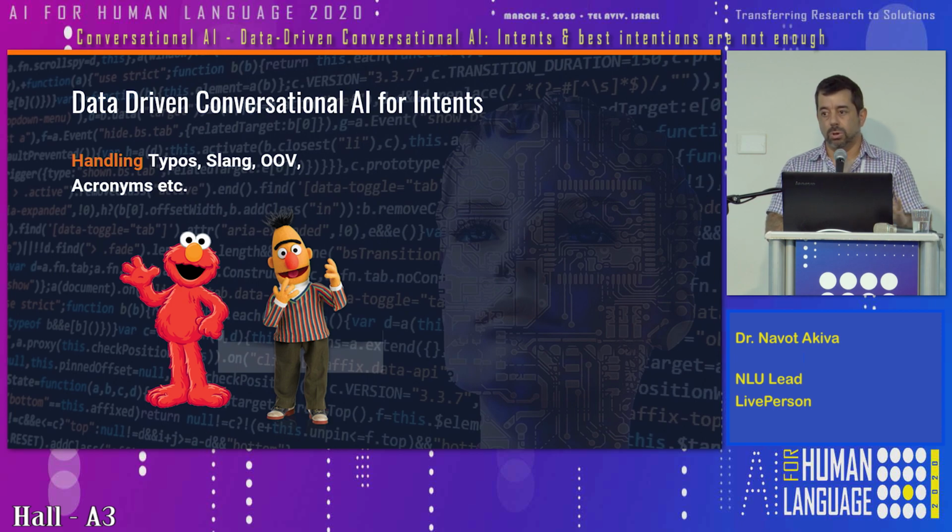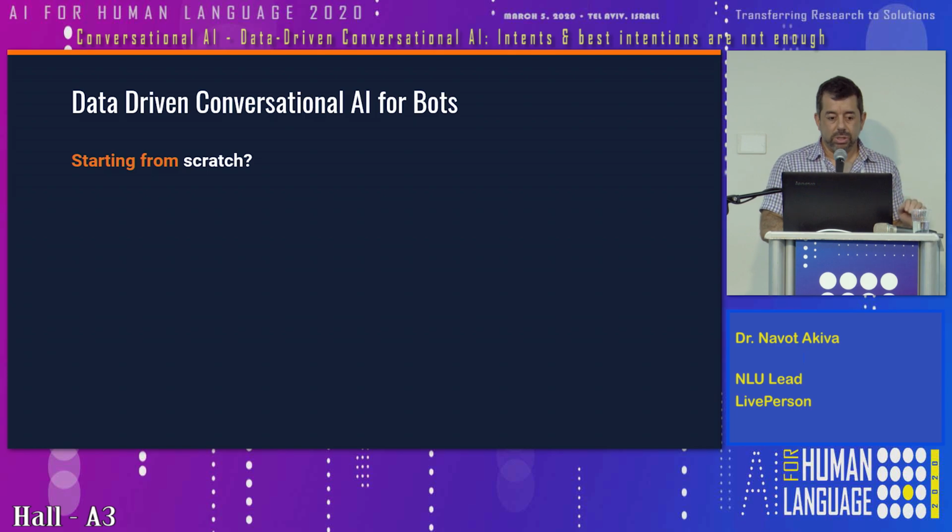Bots are much more complex. Let's go to bots and what data could contribute to bots. So we started with, I start from scratch. I don't have anything. Can someone please help me bootstrap this costly process for intents and also for bots?